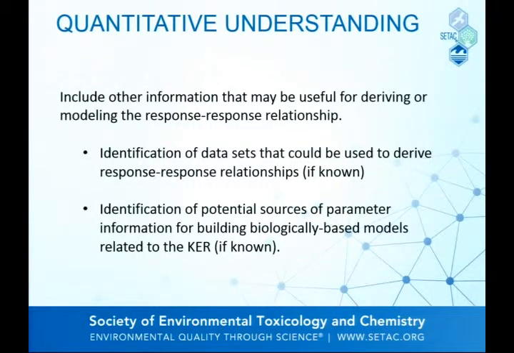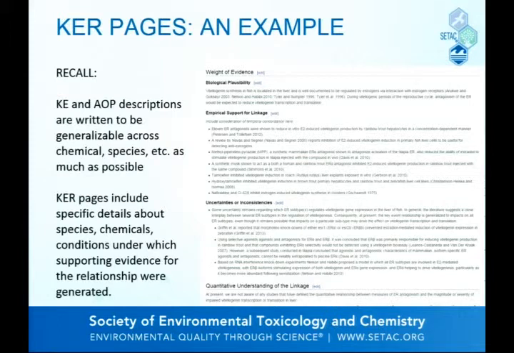Also, we want to include other information that could be useful for deriving this response-response relationship. So if we identify data sets that could be used to derive these response-response relationships, that's really useful information. Potential sources of parameter information for building these biologically based models. So as you're going through, you're finding information about estradiol concentrations, and you come across something like a reaction rate for enzymes, Vmax, KD, all these kind of dissociation constants and things like that. If you have sources of those, maybe make note of that in the quantitative understanding description in the knowledge base.